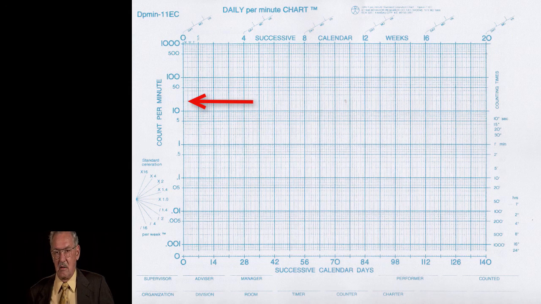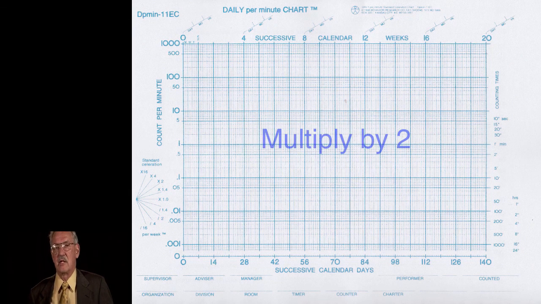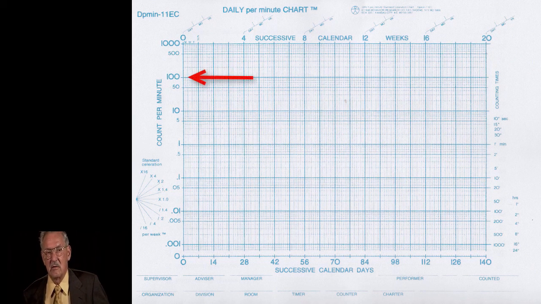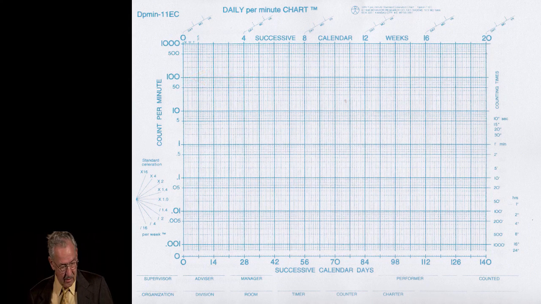We're not adding anymore. What are we doing? We're multiplying. And what is that distance? It represents a multiply by 2. Let's look at another one. If we go from 50 to 100, what are we doing? We're multiplying again by 2.